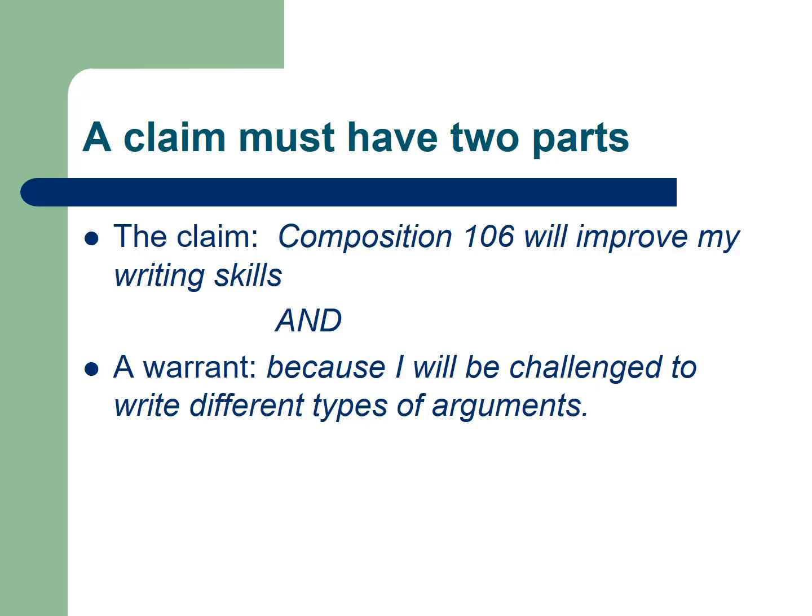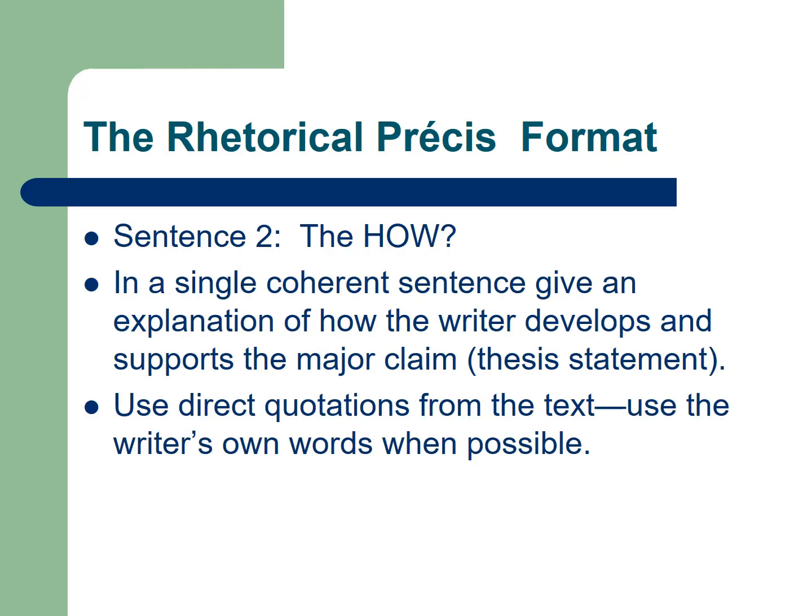of writing your claim. If sentence 1 is the what is being argued, then sentence 2 is the how. How does the writer support his or her argument? In a single coherent sentence, give an explanation of how the writer develops and supports the major claim, the thesis statement. Use direct quotations from the text using the writer's own words whenever possible.